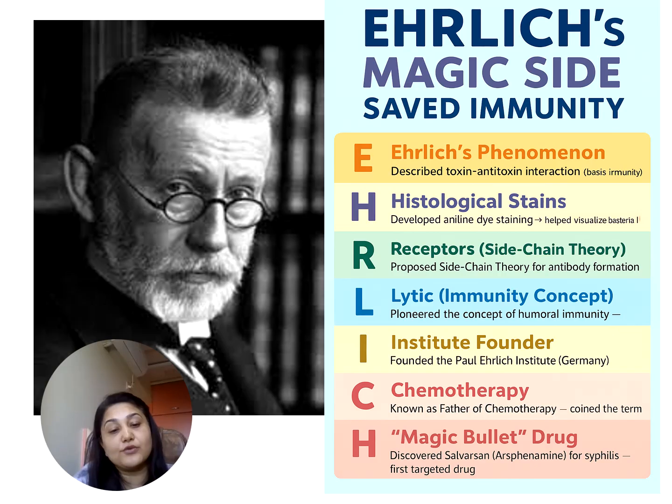He is the founder of the Paul Ehrlich Institute in Germany. He proposed chemotherapy, that's why he is also known as the father of chemotherapy. Then the magic bullet drug that he discovered is salvarsan, which is used for the treatment of syphilis. That is his magic bullet has saved. So this is the mnemonic, Ehrlich's magic site saved immunity. By this mnemonic you can remember all his discoveries.